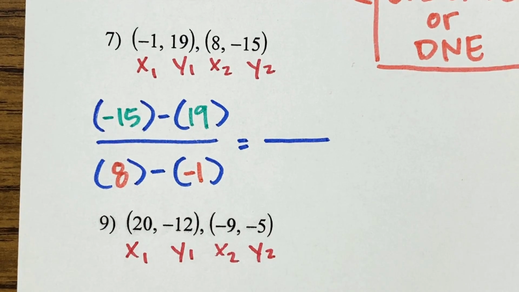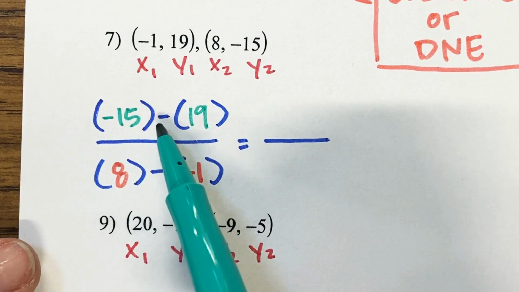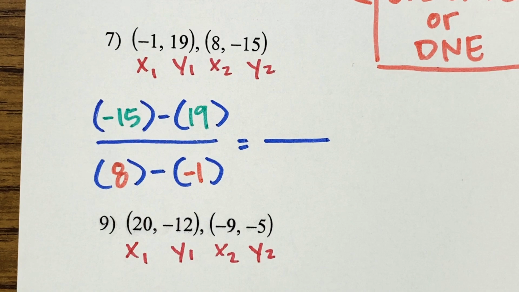Okay, so let's solve the top. We have negative 15 minus 19 more. So we're getting more negative here. Negative 15 minus 19 more. And this is going to give us negative 34.